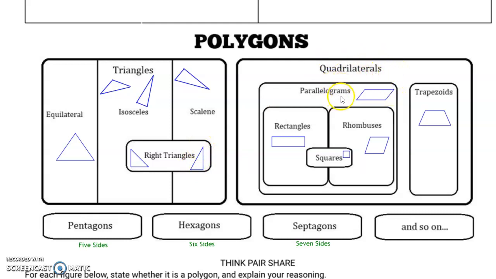Parallelograms are a special kind of quadrilateral where the two opposite sides are parallel, hence parallelograms. Rhombuses are a type of parallelogram that have all 4 sides that are equal or congruent. Rectangles are a special kind of parallelogram that have all 4 angles that are congruent, they're right angles. And then a square, you can see it's straddling all of these boxes. A square is a type of rectangle, it's a type of rhombus, and it's a type of parallelogram.